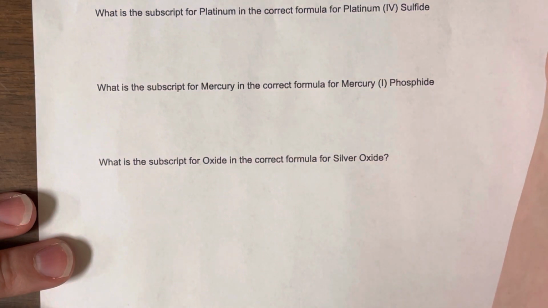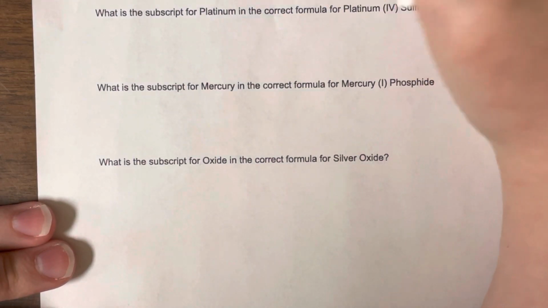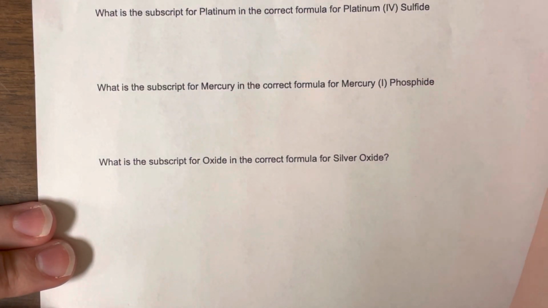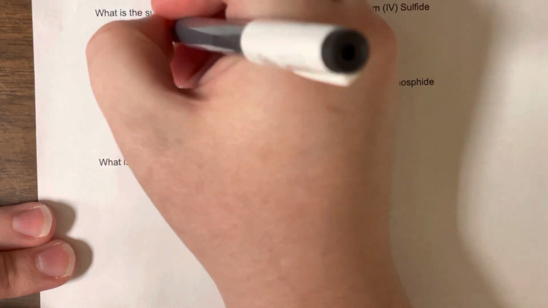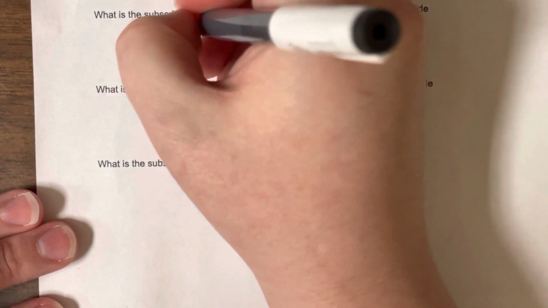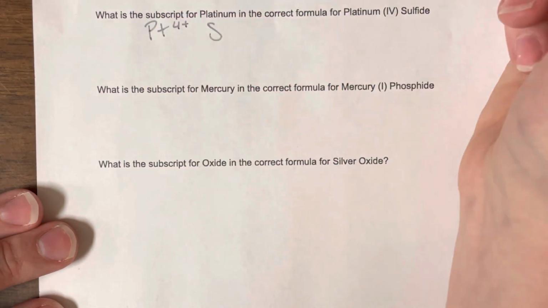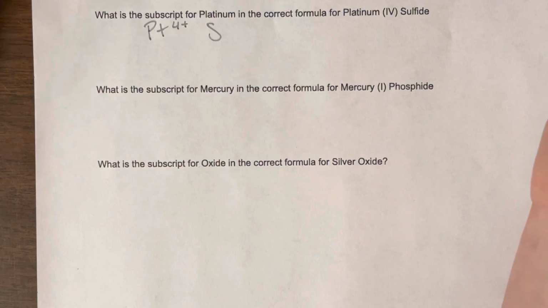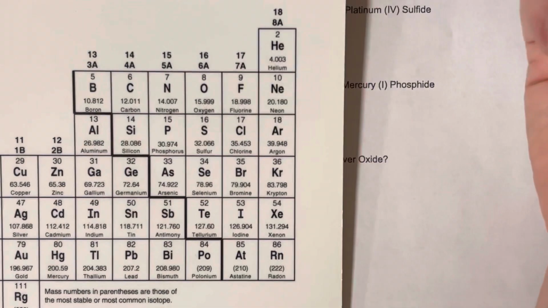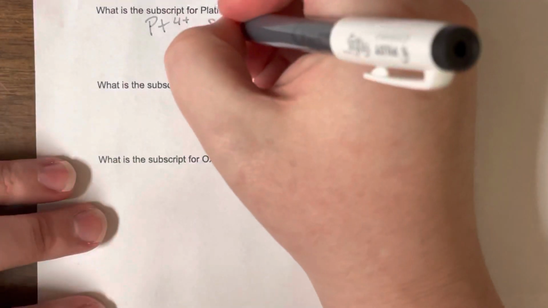What is the subscript for platinum in the correct formula for platinum 4 sulfide? So I need to go ahead and find the formula for platinum 4 sulfide. Platinum has the symbol Pt, and platinum 4 means that I have a charge of positive 4. Sulfide is secretly sulfur. Sulfur has the symbol of S. Sulfur is in column 6, which means it has 6 valence electrons. It has 6, but it wants 8, so it would steal 2.